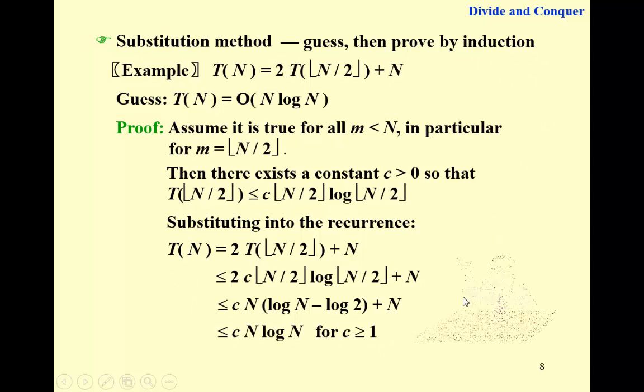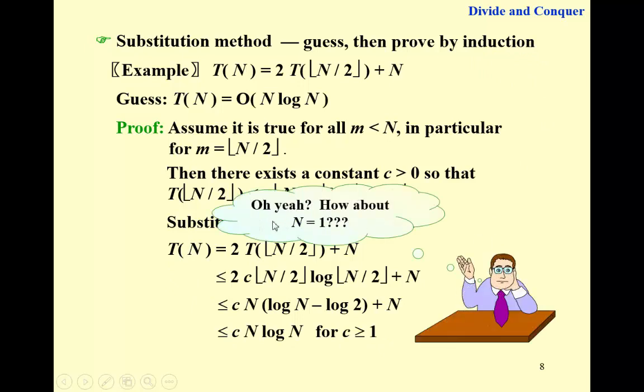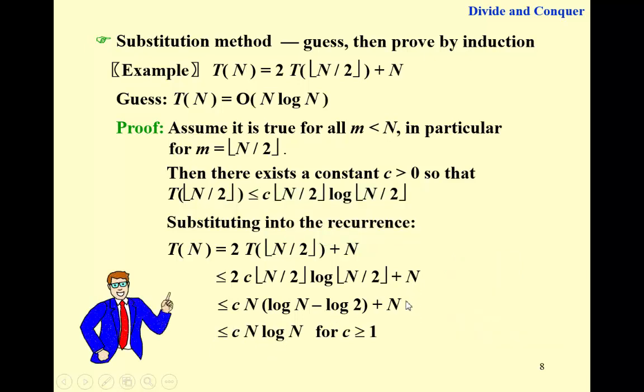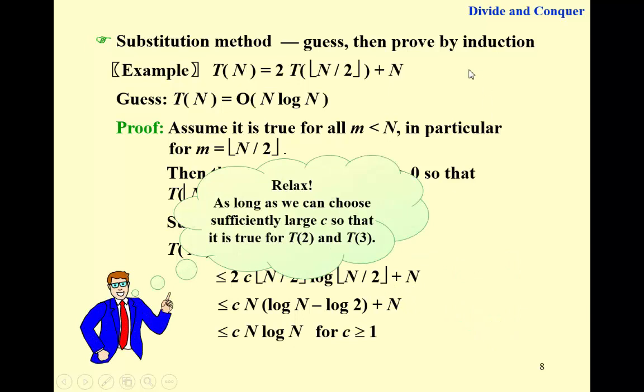Yet be careful here. We have one question: how about n equals 1? Well, if n equals 1, that means log n is 0. Therefore, we have something like t of 1 is less than or equal to 0. It doesn't sound right. But hey, relax. When we prove by induction, we don't have to always start from t of 1.